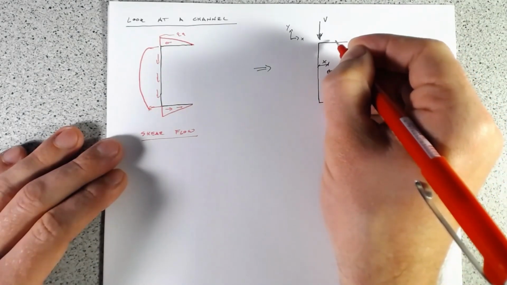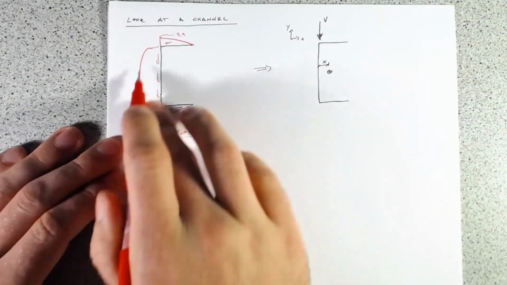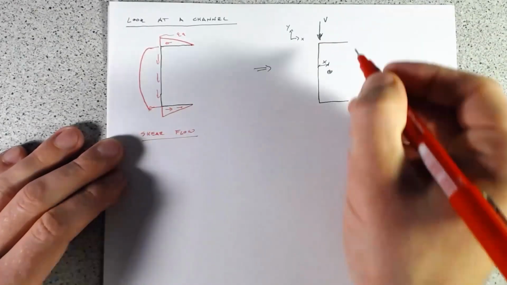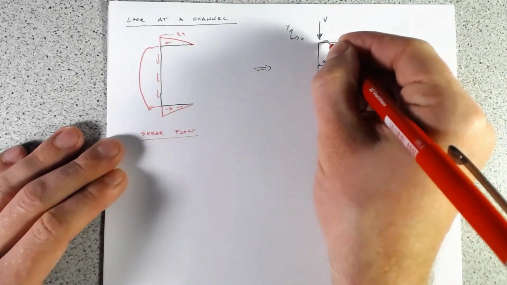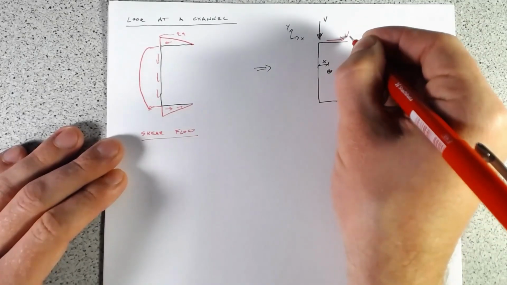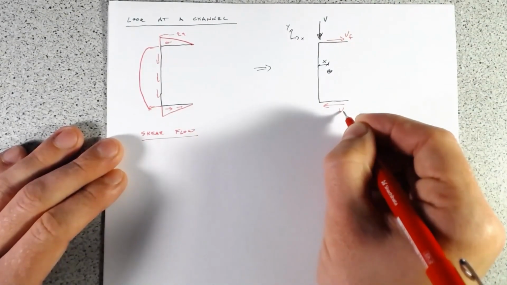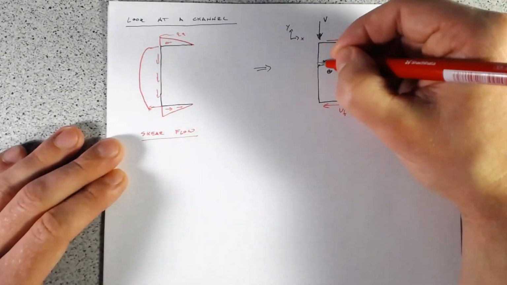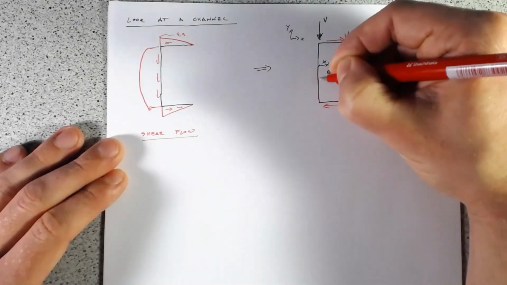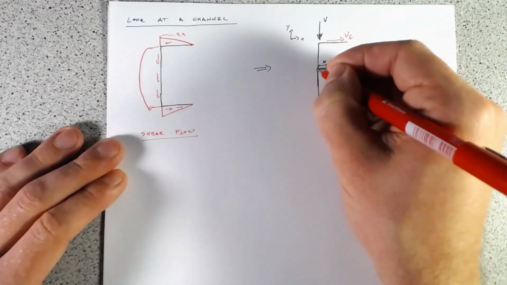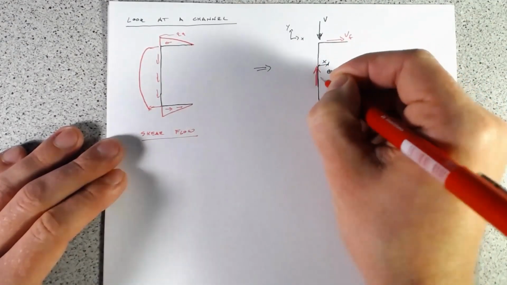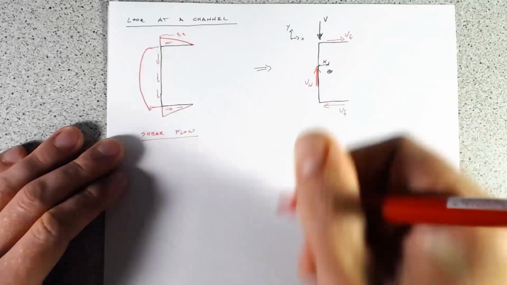Well, and like I say, I'm just going to reverse this just for the shear flow. V sub F, V sub F, and I'm just going to try to draw it just to the other side, V sub W.